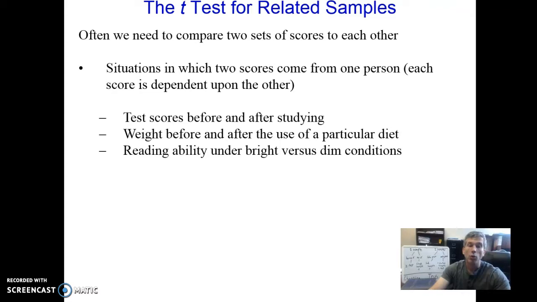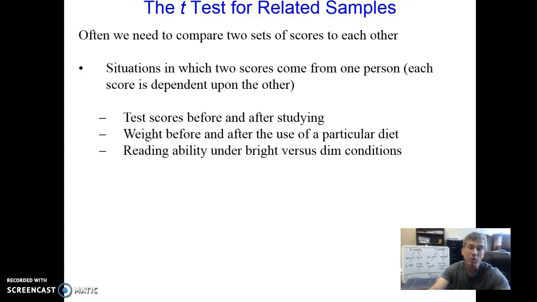So the situations we're going to be interested in here are situations where we measure each person twice and the scores are dependent. We might measure people's test scores before and after studying something. We give them a similar test twice. We might measure people's weight before and after using a diet. Again, really common type of everyday study. We measure the change in the same group of people.